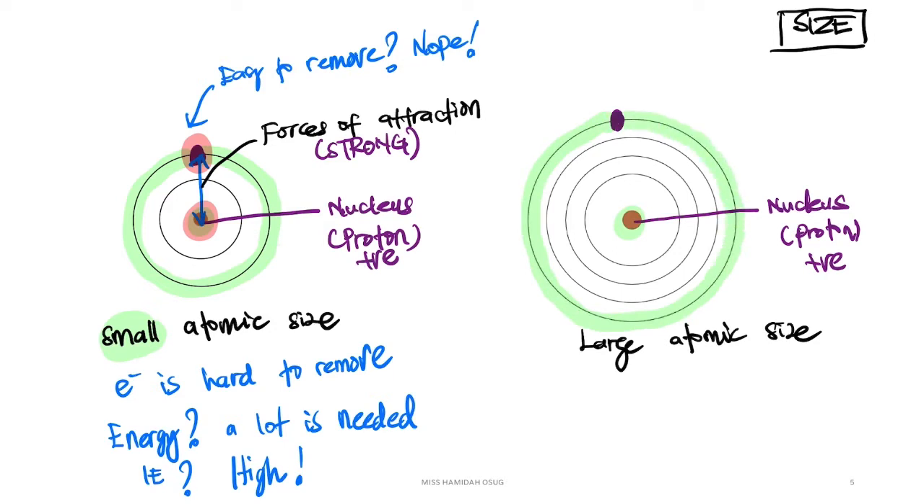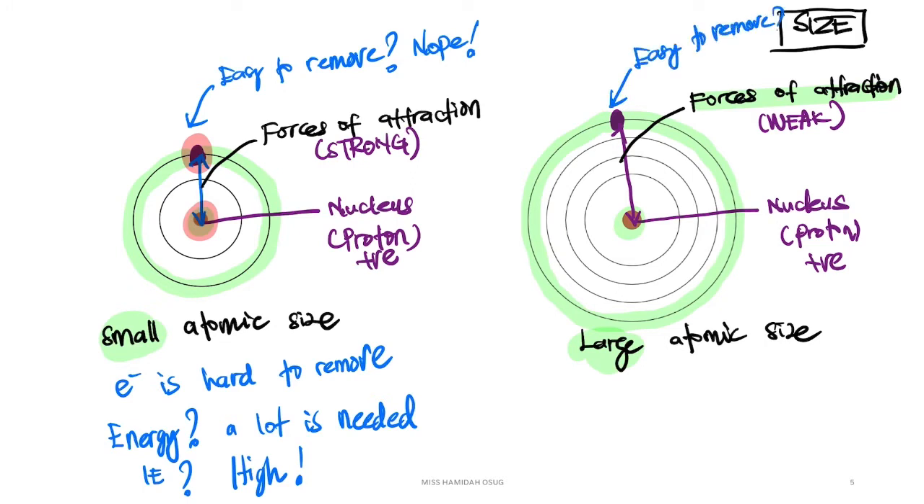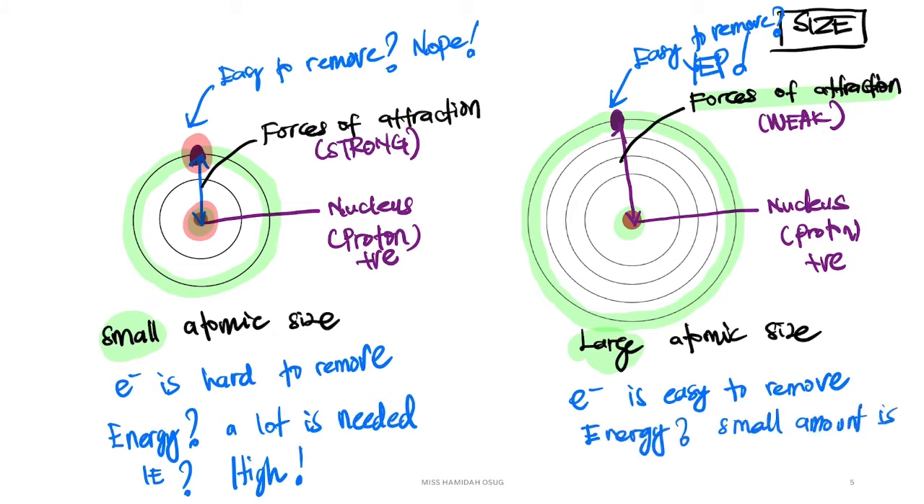When the atomic size is large, what happened to the force of attraction? The force of attraction will become weaker. Therefore, the electron will be weakly held by the nucleus. This causes the electron to be very easy to remove. When it is very easy to remove, a lesser amount of energy is needed to remove the electron. Therefore, the ionization energy will be lower.